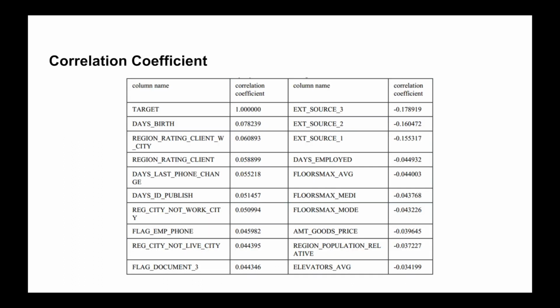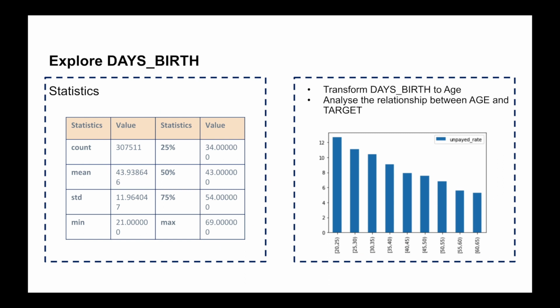To find important features, we calculate the Pearson coefficient between different attributes and the target. After computing the correlation coefficients, we explore those attributes which have relatively larger correlation values. These have the largest positive correlation coefficient. From the statistics of these, it seems that there is no outlier. Then we generate a new feature, age, and we analyze the relationship between age and target. We found that older people tend to repay the loan, so age is a useful feature.